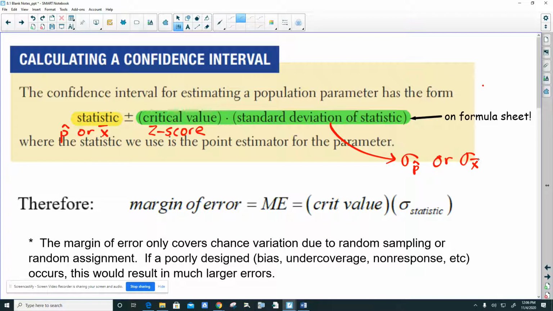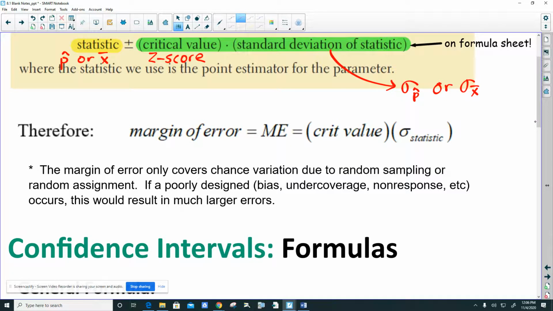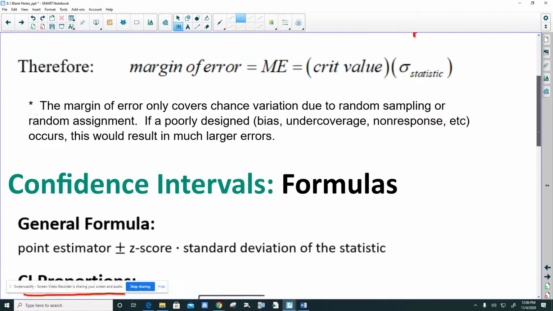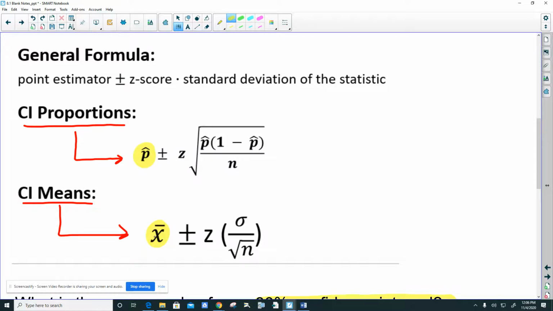So we have our two general formulas here, and I want you to see how these piece together. If you look at the top, the statistic is either p hat or x bar. So you can see that's what I have filled in right here. If we're creating a confidence interval for proportions versus sample means, that's going to be your statistic. Then the margin of error is these two things multiplied together: a z-score, and the standard deviation of your statistic. That is on the formula sheet there. And this is what it would be for means. Those just get multiplied together essentially.